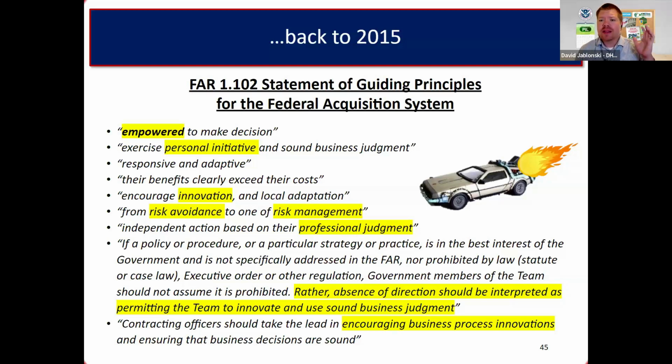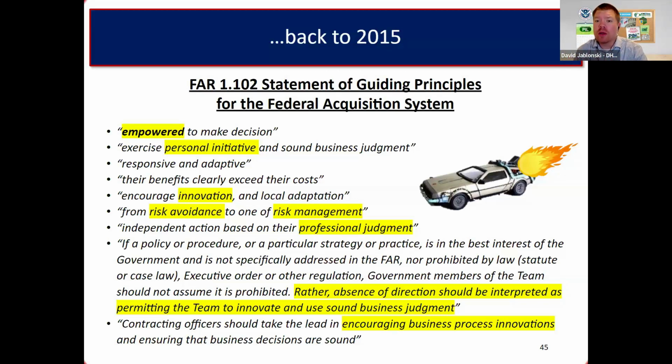And as you can see here, these are the guiding principles of FAR 1.102, which is a guide for all procurement professionals out there, CORs, anyone interacting with the procurement process. And as you can see at the top here, some of these highlights: the team should feel empowered to take personal initiative, to be innovative. There you go, innovation right there in the FAR.